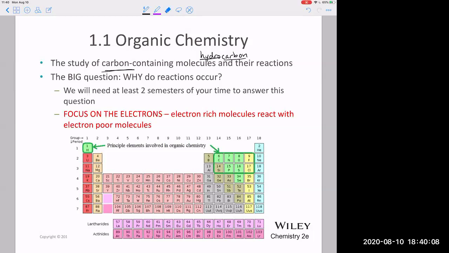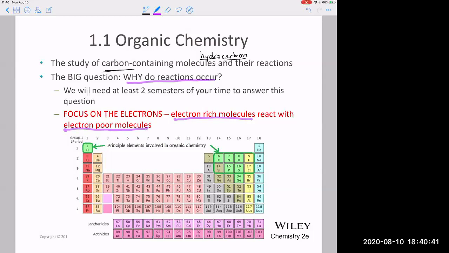The purpose of this course is to build to this point where we can understand chemical reactions that occur between organic molecules. One of the big questions is going to be this: why do reactions occur? All right. We're going to need 2 semesters to go through the major functional groups in organic chemistry and to answer how they react. One of the things that you're going to see over and over and over again, though, is that electron-rich species will react with electron-poor species. That's the basis of a chemical reaction in organic chemistry.